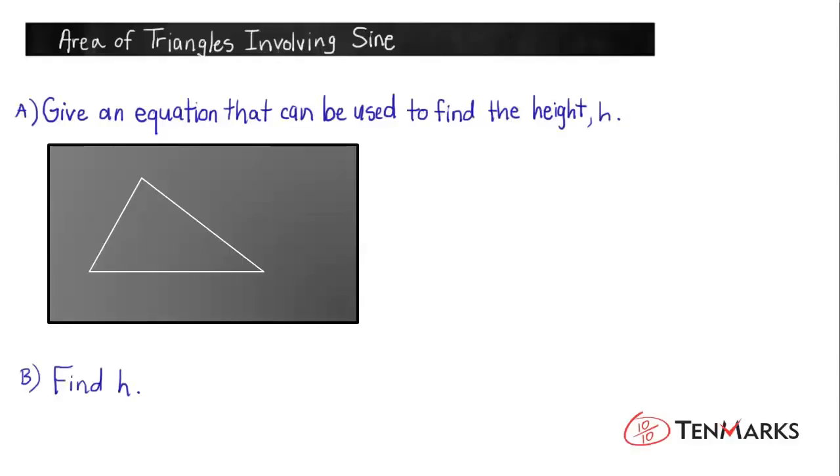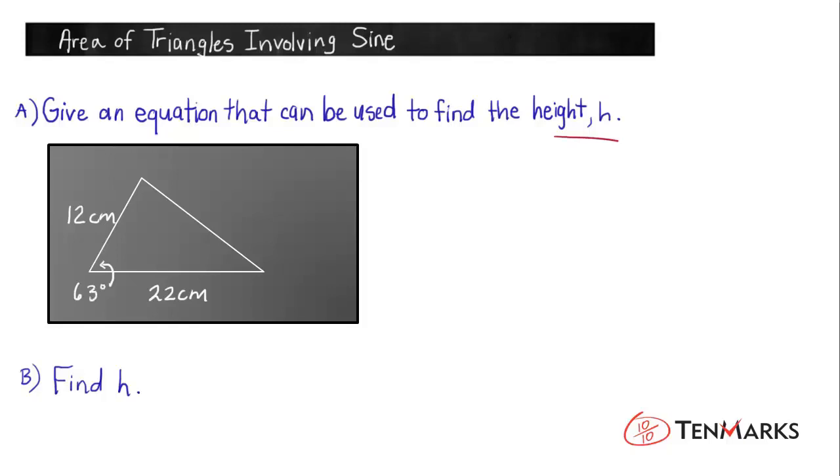In this lesson, you'll learn how to find the area of triangles involving sine. Let's start with this question. Give an equation that can be used to find the height of this triangle. We'll let this left-hand side be a length of 12 centimeters, and we'll give the base a length of 22 centimeters. And this included angle here is going to be 63 degrees.